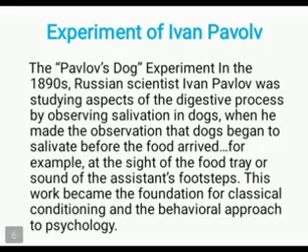Next, we move on to the topic Pavlov's experiment of classical conditioning. Pavlov used a dog and a bell for his experiment. The Pavlov's dog experiment was in the 1890s. He was a Russian scientist. Ivan Pavlov was studying aspects of the digestive process by observing salivation in dogs, when he made the observation that dogs began to salivate before the food arrived, for example, at the sight of the food tray or the sound of the assistant's footsteps. This work became the foundation for classical conditioning and the behavioral approach to psychology.